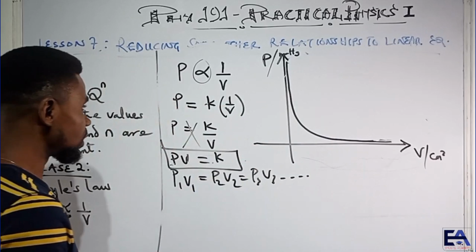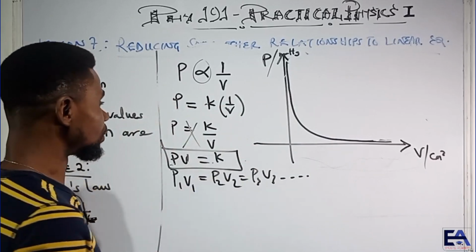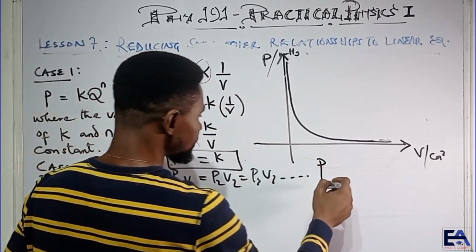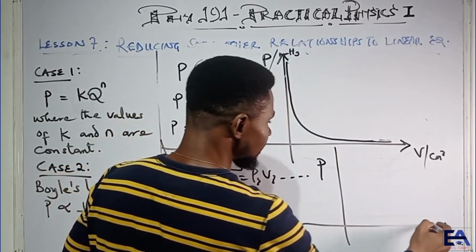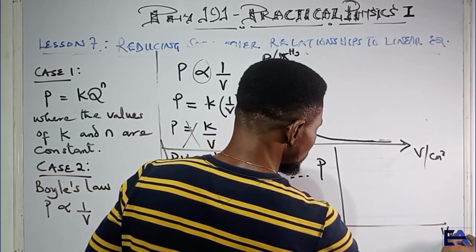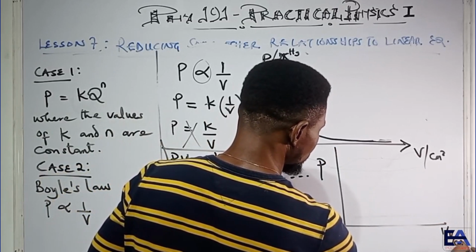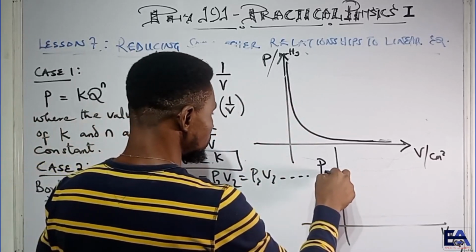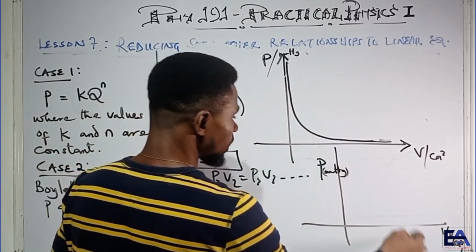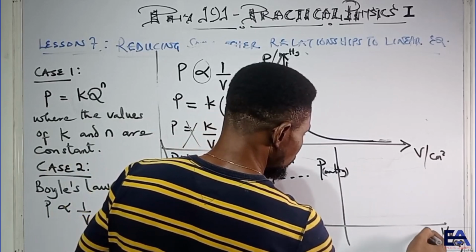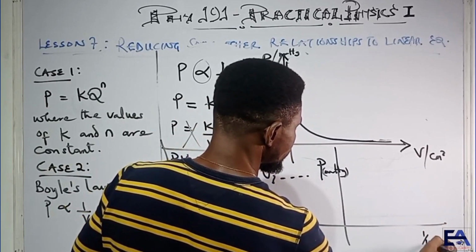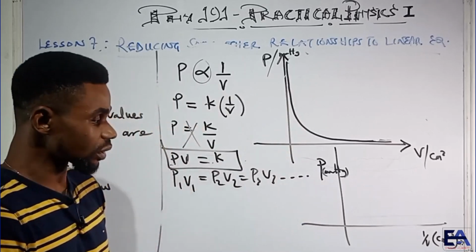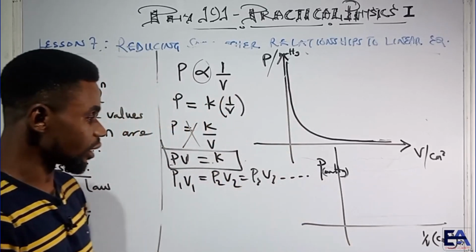So we now discovered that we can get a linear graph by choosing to plot a graph of P against 1 over V. So this one is now going to be cm raised to power minus 3, that is per cm cube. This one is mmHg, or atmosphere. And then this one is 1 over V in cm raised to power minus 3. It's now negative because the volume is now a denominator.